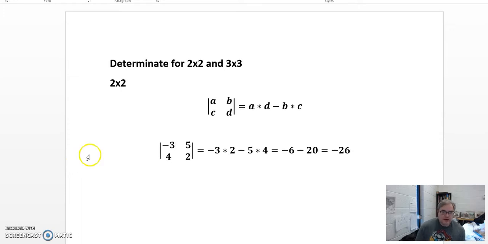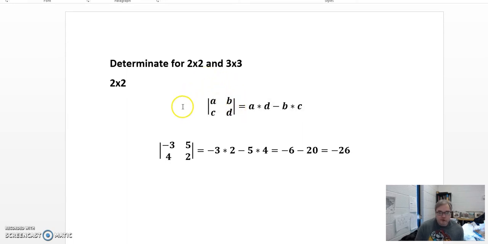Okay, so I'm going to talk about finding the determinant for a 2x2 and a 3x3 matrix, and those would be about the only ones I would require you to do on a test. So 2x2, formula for a 2x2 determinant, and I know it's a determinant because I have these two vertical lines that look like absolute values.